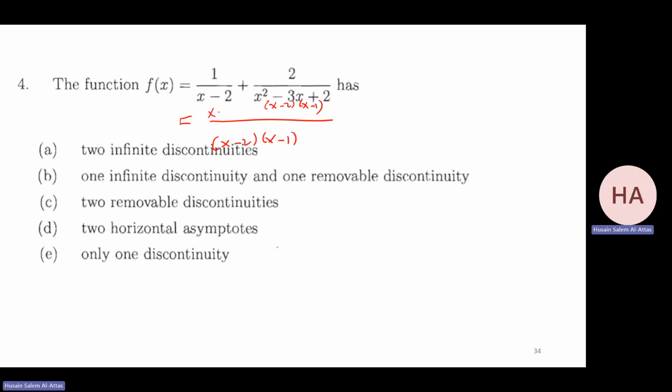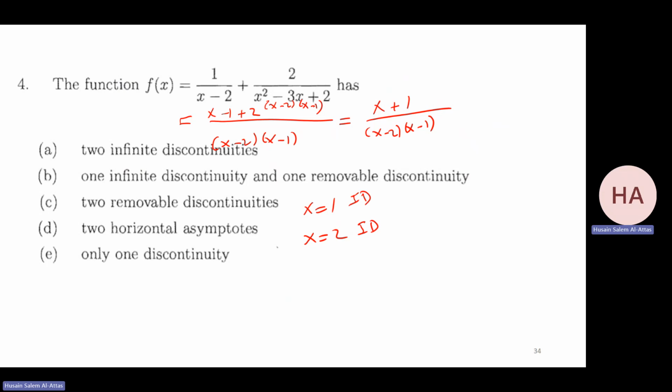It will be what? x minus 1 plus 2. And that will make it what? (x plus 1) over (x minus 2)(x minus 1). So these are the potential discontinuities: x equals 1, x equals 2. And they have infinite discontinuity.